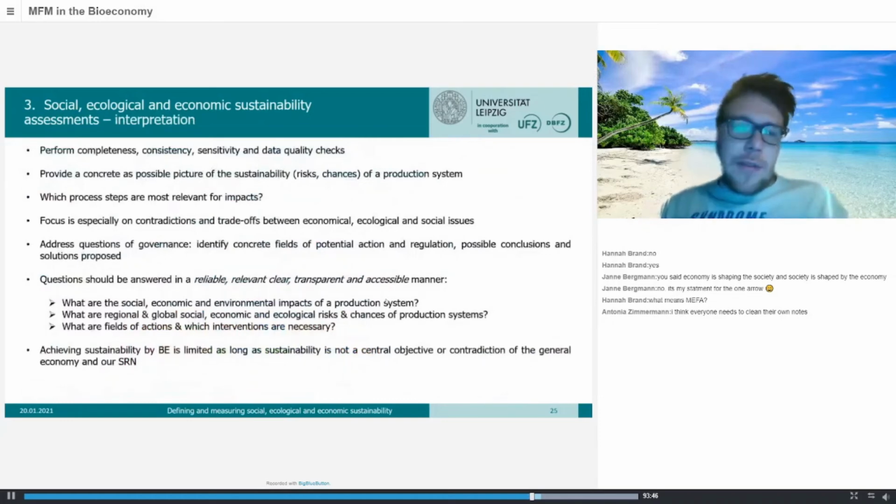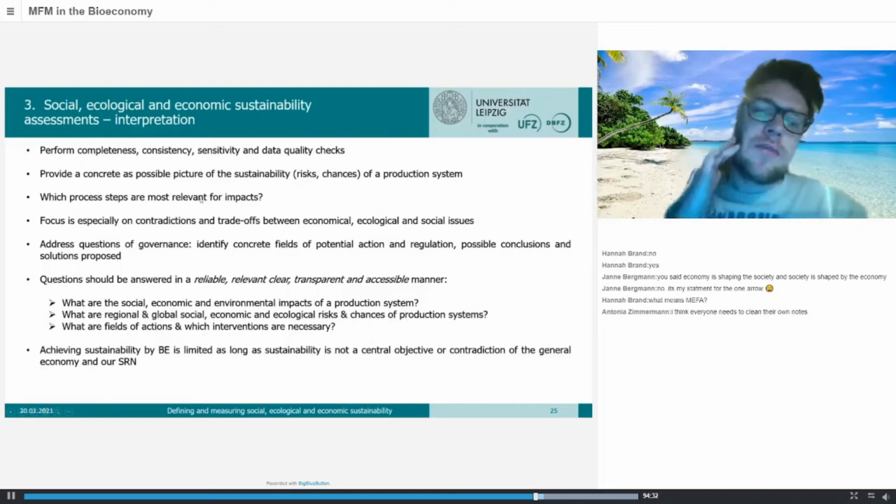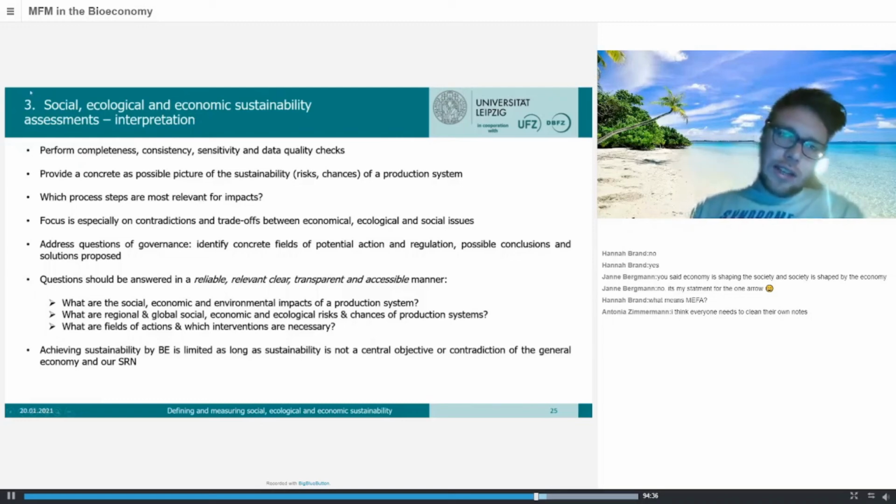And at the end, we also have to make the interpretation. You already know that from standard LCA. So we have to perform completeness, consistency, sensitivity, and data quality checks to make our study robust and reproducible and also comparable. We should discuss how our indicators are actually influencing social, ecological, and economic sustainability. So which risks and chances does our production system have? We also have to look at which process steps are most relevant for impacts. And our focus in social, ecological, and economic life cycle assessment is, of course, are there contradictions or trade-offs between those different issues?